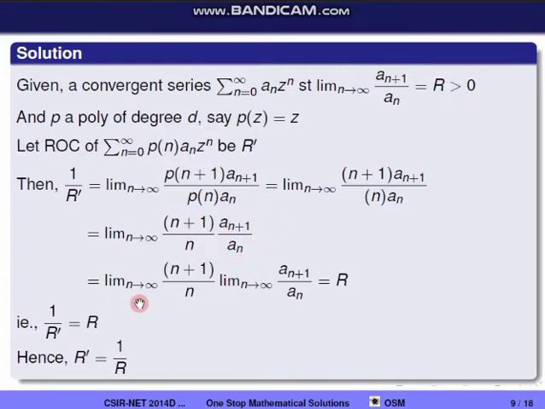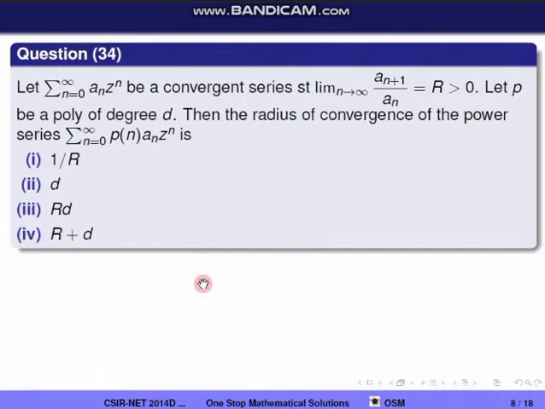This can be split into two limits. So this is equal to limit n tends to infinity (n plus 1) by n, times limit n tends to infinity a n plus 1 by a n. So when we apply this limit, I am getting it as 1. When we apply this limit, I am getting it as r. So 1 by r dash is equal to r. Therefore, r dash is equal to 1 by r. So this is the radius of convergence of the series. So we'll check the correct option. So the correct option is the first one.